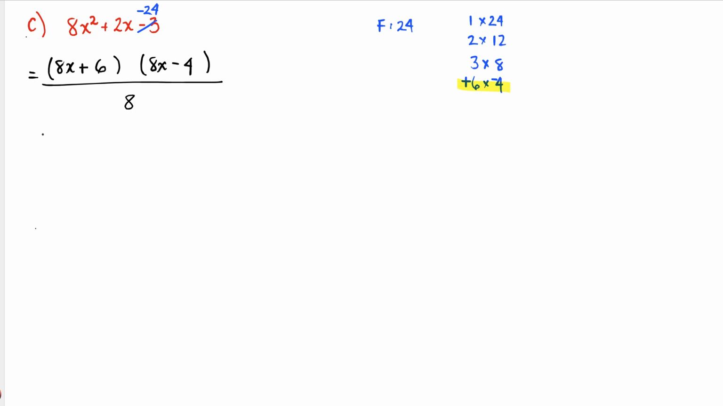Good. Now I look at the first bracket and I say, what is the highest common factor in the first bracket? It's 2. So then I do 8x plus 3. And then I look at the second bracket and say, what is the highest common factor? And this one is 4. So it's going to be 2x, take away 1, and then over 8. You can see already here that I can cancel these, because 2 times 4 is 8, and I can cancel it with this one.